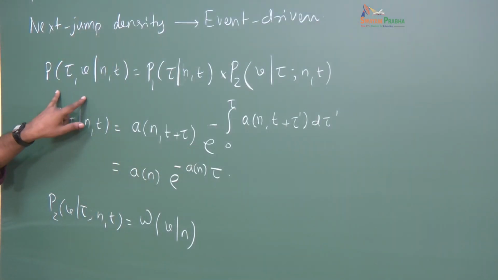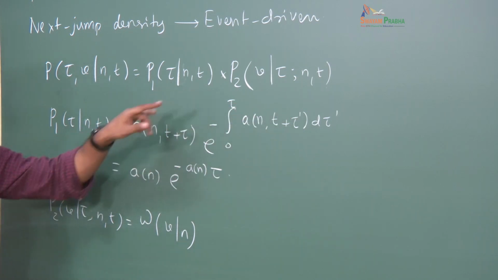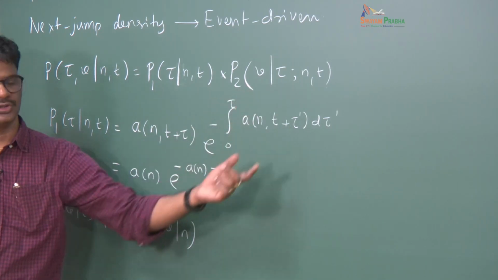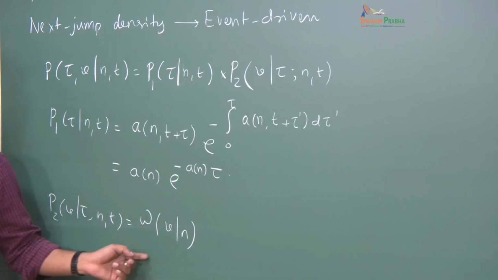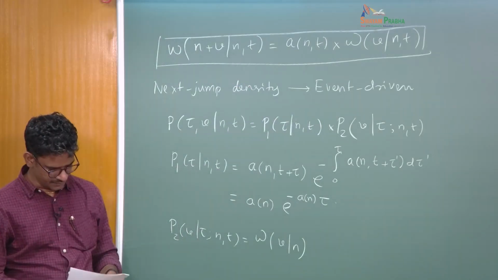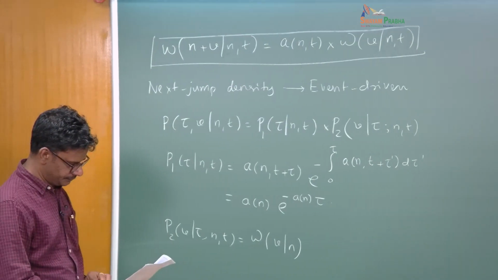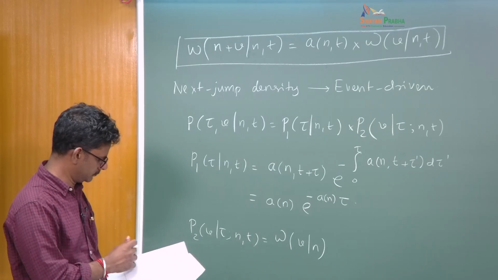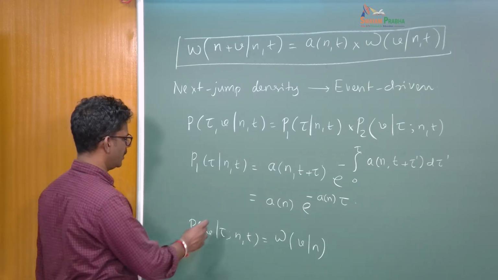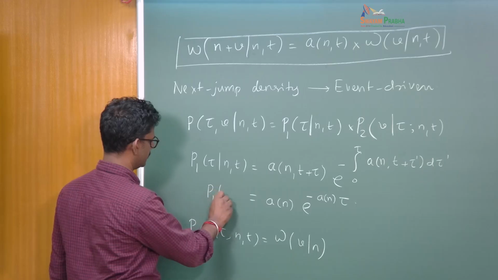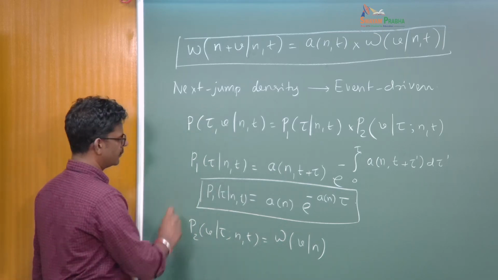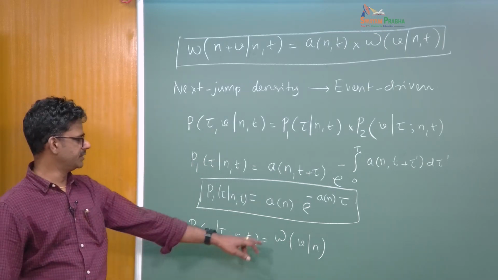So the next jump density is written in terms of two probability functions, one that allows us to sample the next jump time, and the second distribution allows us to find out what would be the next end state. Okay, so these things we have seen. Now, especially if you look at this particular formula, the next jump time is an exponentially distributed random variable.